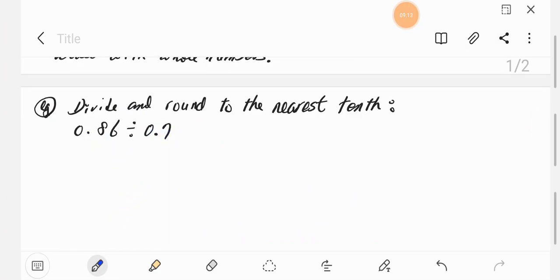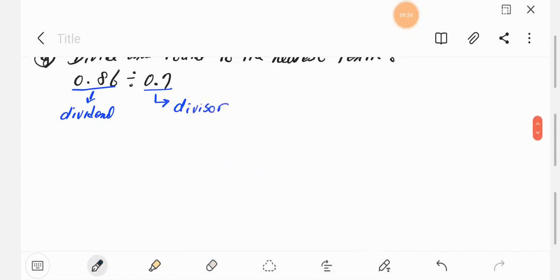0.86. So this number is called the dividend. This dividend is divided by 0.7, and this number is called the divisor. So you can write it in a long division like this: 0.86 divided by, we use this symbol, right? And then 0.7.